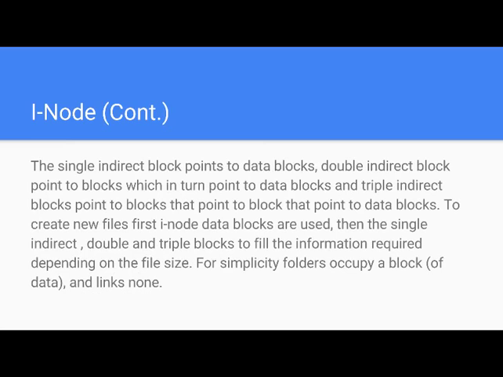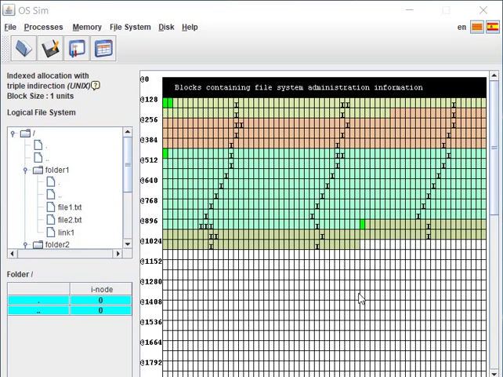The single indirect block points to data blocks. Double indirect blocks point to blocks which in turn point to data blocks, and triple indirect blocks point to blocks that point to blocks that point to data blocks. To create new files, first the inode data blocks are used, then the single indirect, double and triple blocks to fill the information required depending on the file size. For simplicity, folders occupy a block of data and links none.